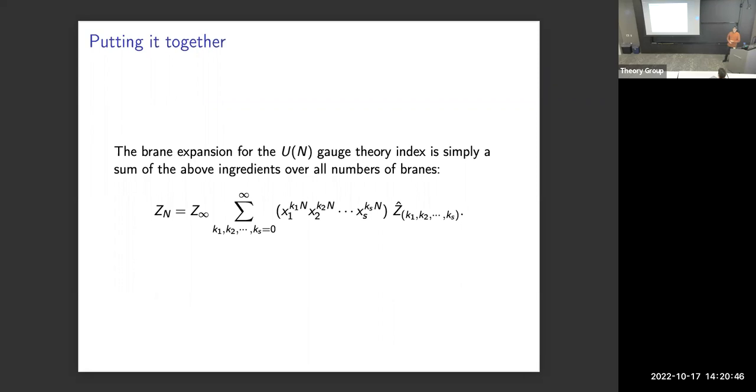Is Z hat k a meaningful partition function of the gauge theory on its own? Is it an observable of the 4D theory? No, it's not. It's a combinatorial object that you can construct. Its interpretation is the index of the U(k) quiver gauge theory living on the worldvolume of the giant gravitons in the bulk. If you want, you can purely take it as a non-trivial relation between gauge theory indices.